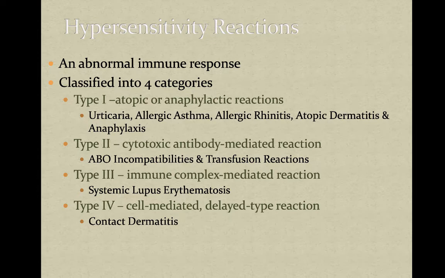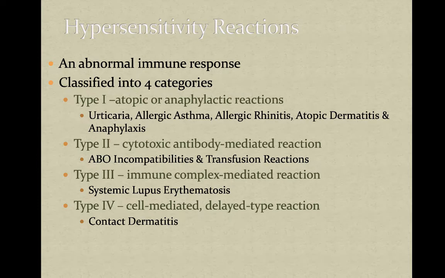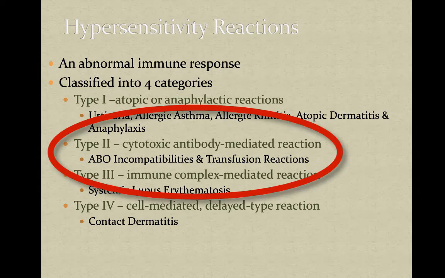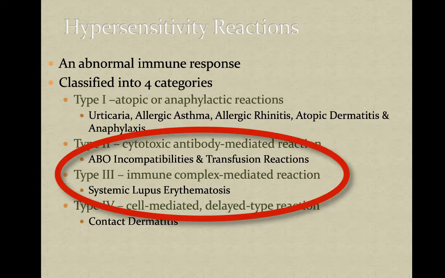And sometimes our immune system is overactive, and that's where hypersensitivity disorders come in. There are 4 types of hypersensitivity disorders, and this is really an over-exaggerated abnormal immune response. So you have type 1 hypersensitivity reactions, which is really what's considered to be atopic or anaphylactic reactions. The ones we're going to talk about are urticaria, allergic asthma, rhinitis, atopic dermatitis, and anaphylaxis.